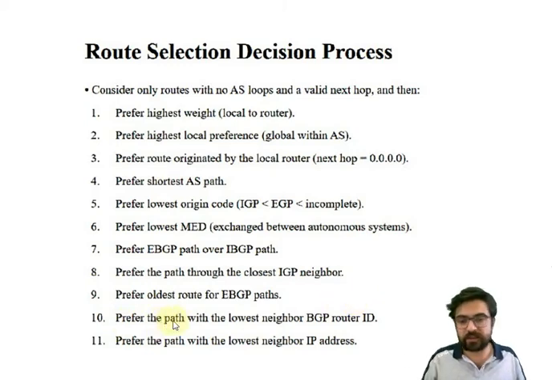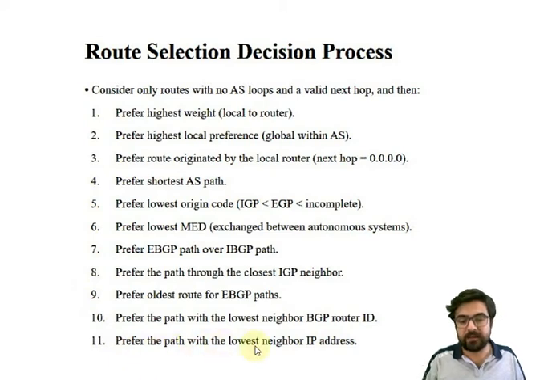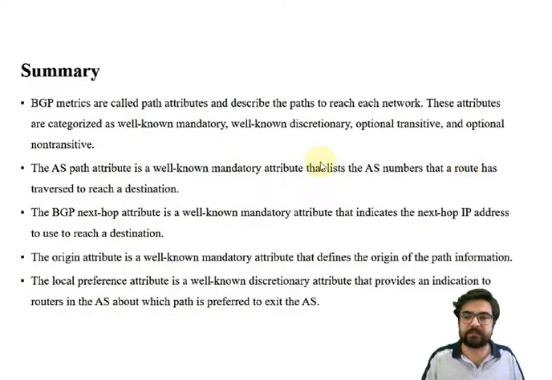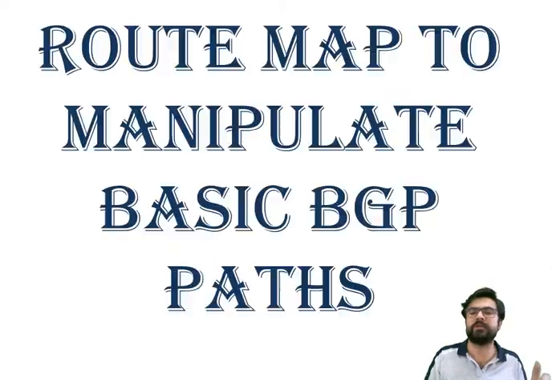For example, prefer the path with the lowest neighbor BGP router ID. We know that, for example, in OSPF, router ID was important. But here, no, it's not important. I mean, between 11 steps, it is at 10. Or prefer the path with the lowest neighbor IP address. So, what is the next? This is a summary about AS path, about the next hop, about the local preference that I've told you. If you want, you can read that. But anyway, this is a summary of what I've said.